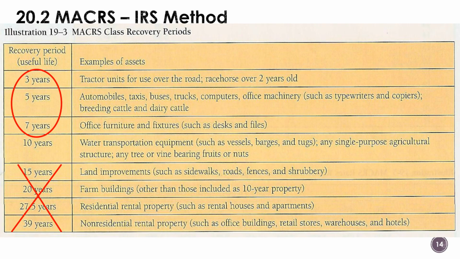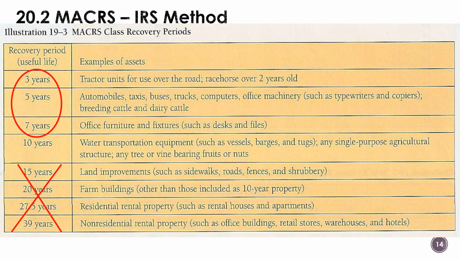The first thing you have to do is take whatever your asset is and find it on the chart, and then which category does it fall in for our recovery period, right? Which is also known as our useful life. So you can see that the recovery periods go way out there. We don't do a lot of calculating with any of them except the first three, right? The 3, 5, and 7 years.